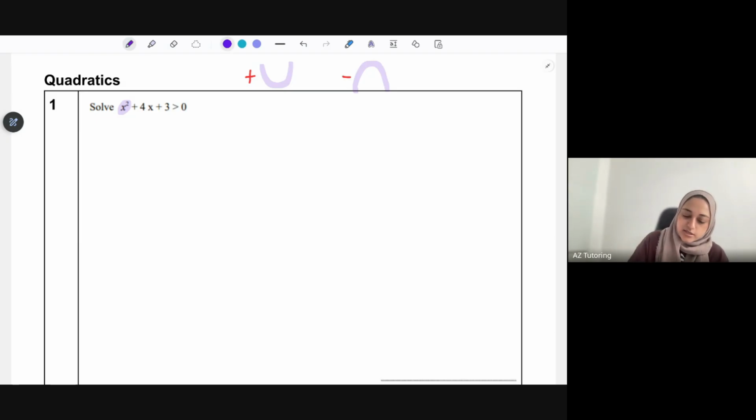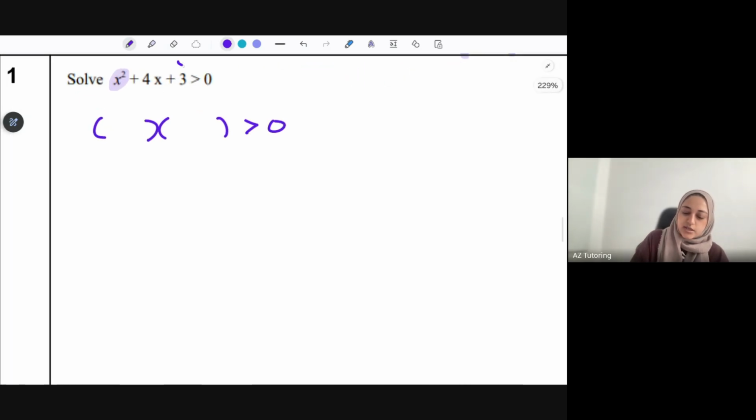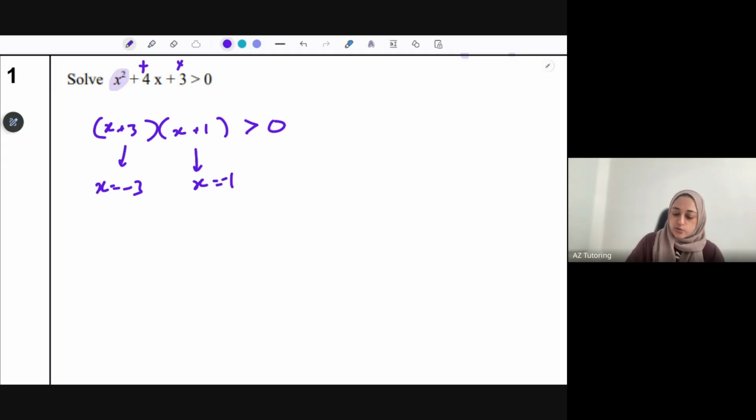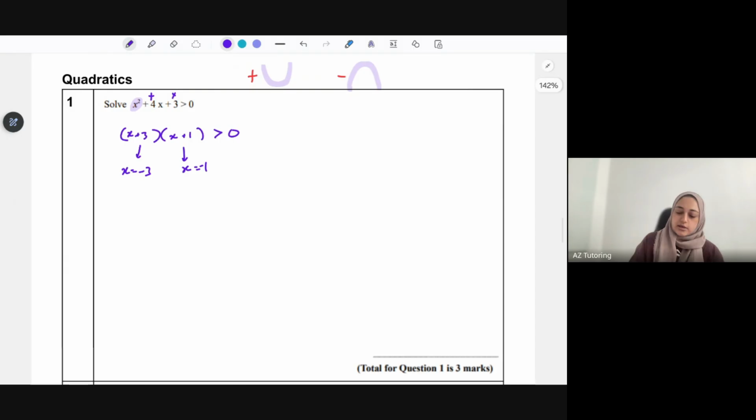Now let's factorize it. I need two numbers that times to give me 3 and add to give me 4. That's just 3 and 1. So therefore, we take the opposite sign. So x equals -3, or x equals -1. So just take the opposite signs. So this graph crosses the x-axis at -3 and -1, which is on that side of the axis.